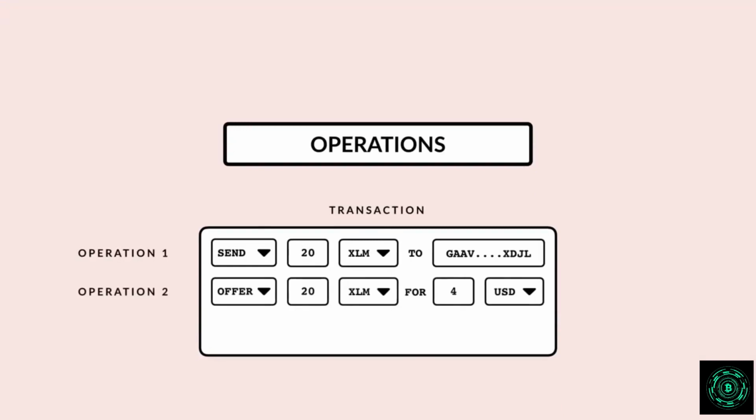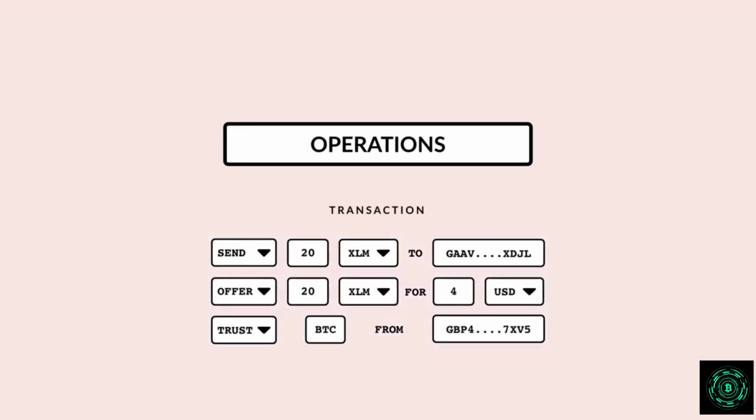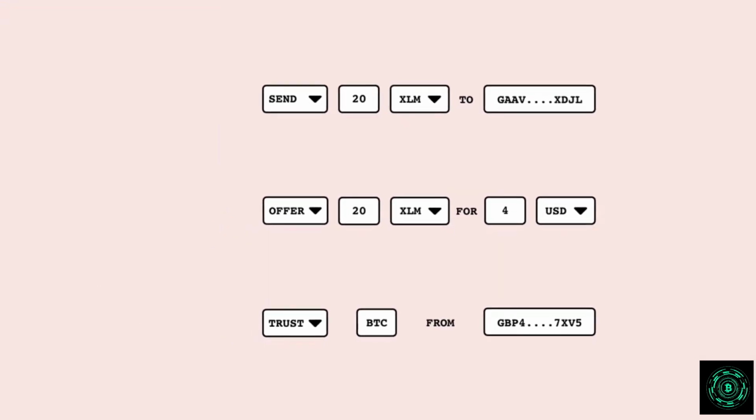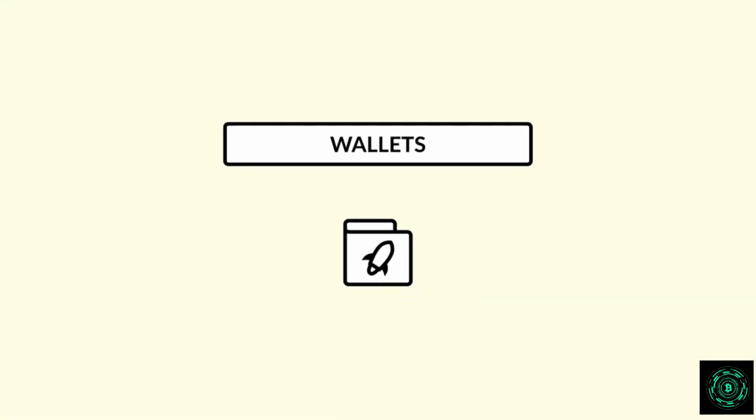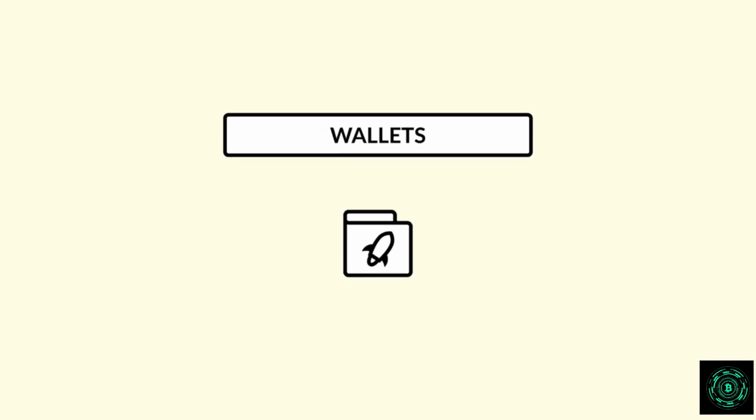Transactions are made up of individual operations. Each operation is a command that applies changes to your account on the ledger. Operations are used to send payments, enter orders into the decentralized exchange, issue trust lines to be able to hold assets, and more. You can access your account and create and sign transactions using apps called wallets.